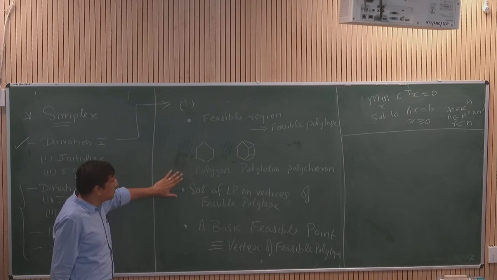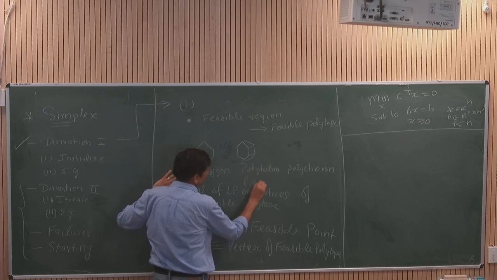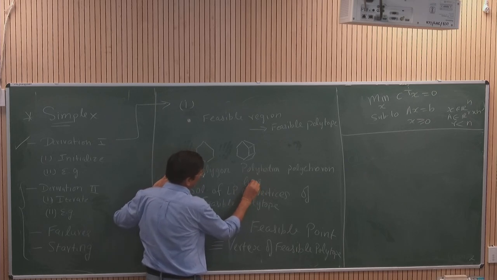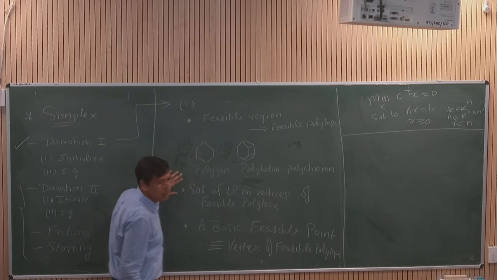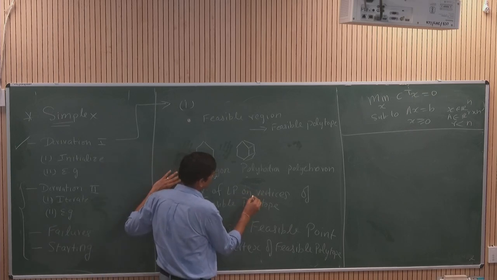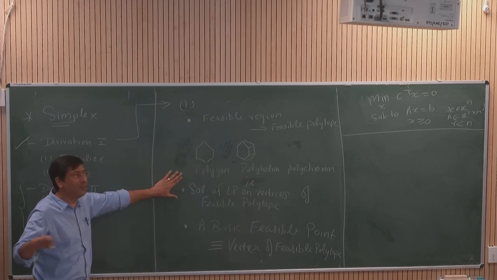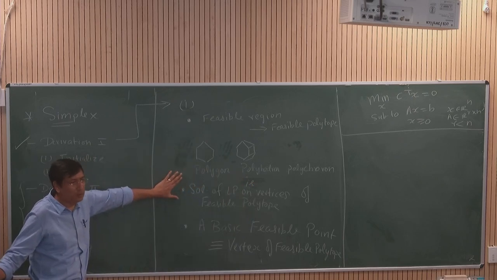Another observation is solution of an LP lies on the, what's the spelling of lies? L-I or L-Y? Let's just write it. Solution of LP is on the vertices of the feasible polytope.